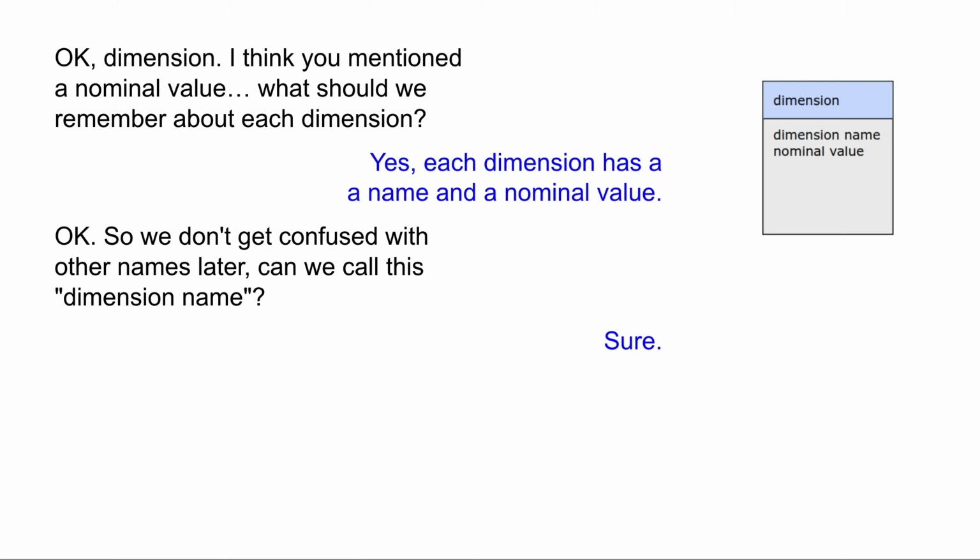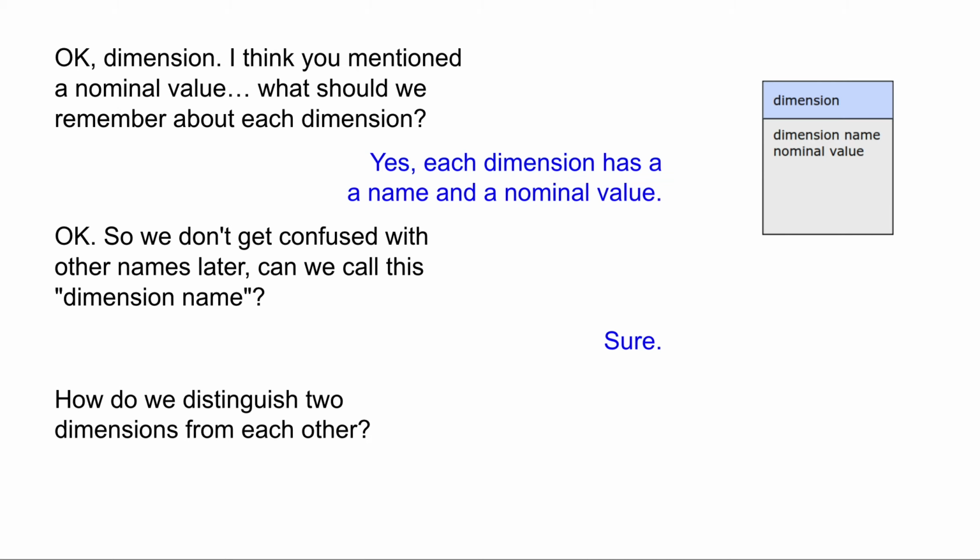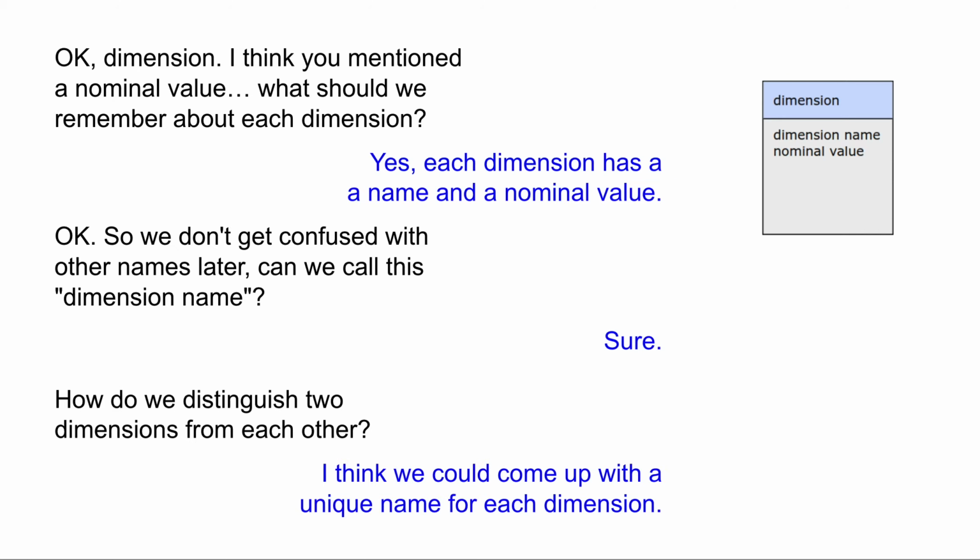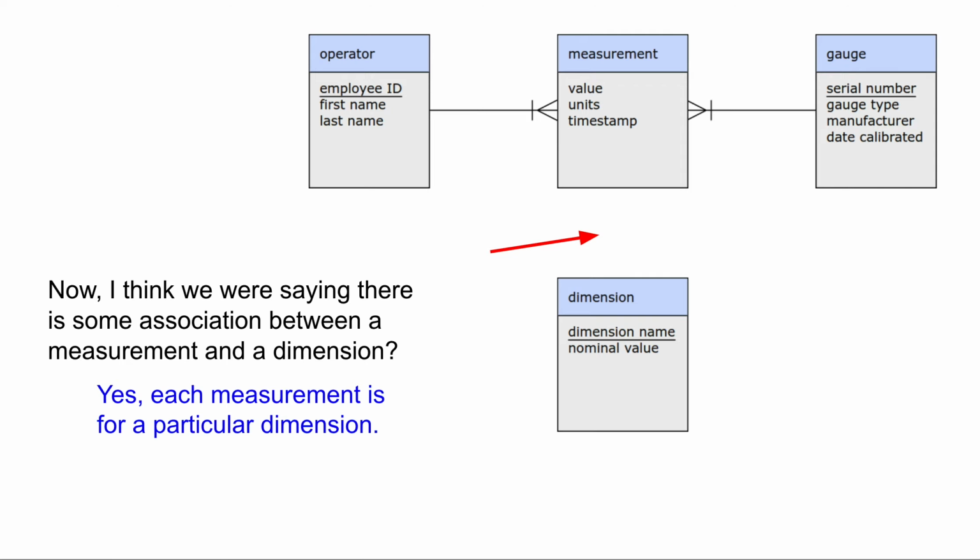So we want to know about the identifier sooner if possible. How do we distinguish two dimensions from each other? Let's say the users answer, "I think we could come up with a unique name for each dimension." Okay, let's put a bar here. Now I think we were saying that there is some association between a measurement and a dimension. "Yes, each measurement is for a particular dimension."